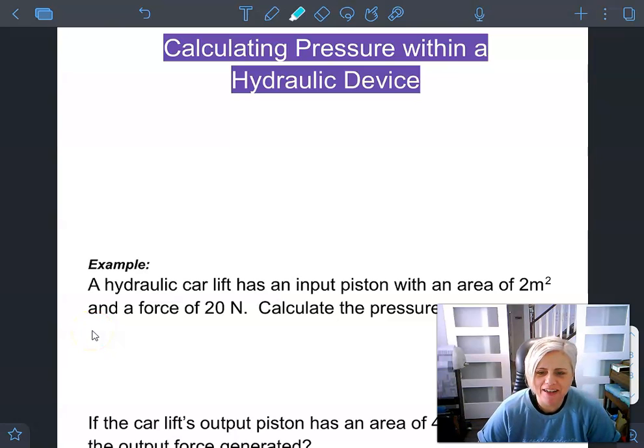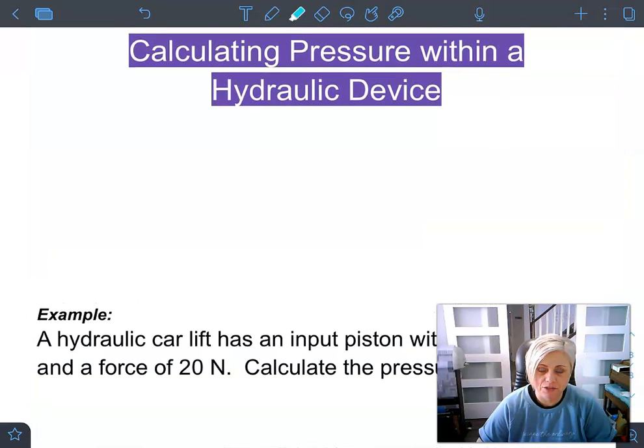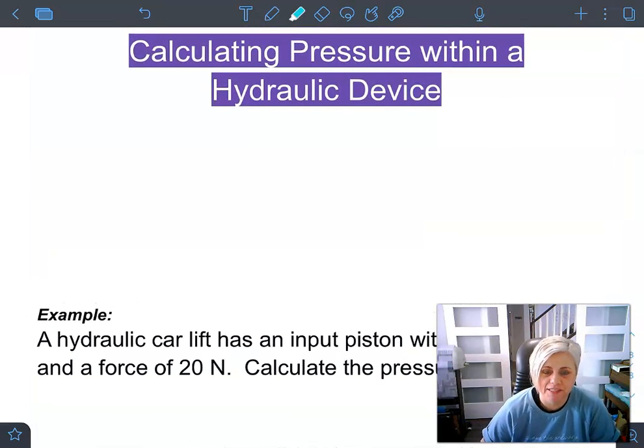All right, welcome back. Let's have a look at calculating pressure within a hydraulic device. Before we go jumping into how to do the calculation, there's a few assumptions that we have to look at using for this. It all comes back to Pascal's law. Pascal's law says that in a system that is enclosed, so there's no opening, pressure is equal everywhere.